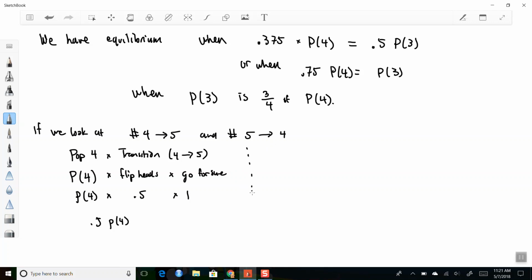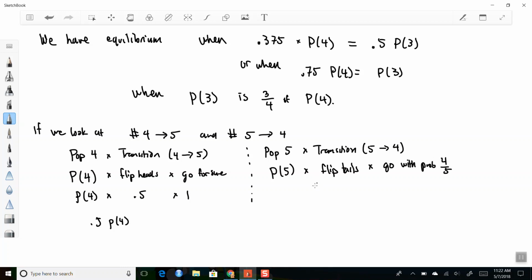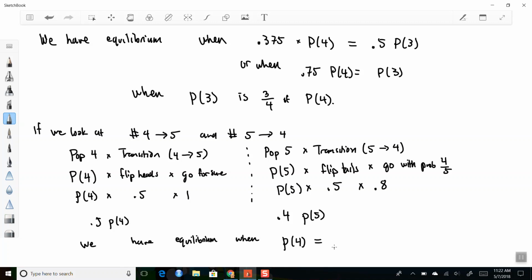And then over here, this will be the population of 5 times the transition probability of going from 5 to 4. So this will be the population of island 5. And in order to transition from 5 to 4, we have to flip tails, and then we go with probability 4/5. So this will be probability 5 times 0.5 times 0.8. This will be 0.4 in terms of probability of 5. And what we see is that we have equilibrium when P of 4 is equal to 0.8 of the probability of 5, okay?